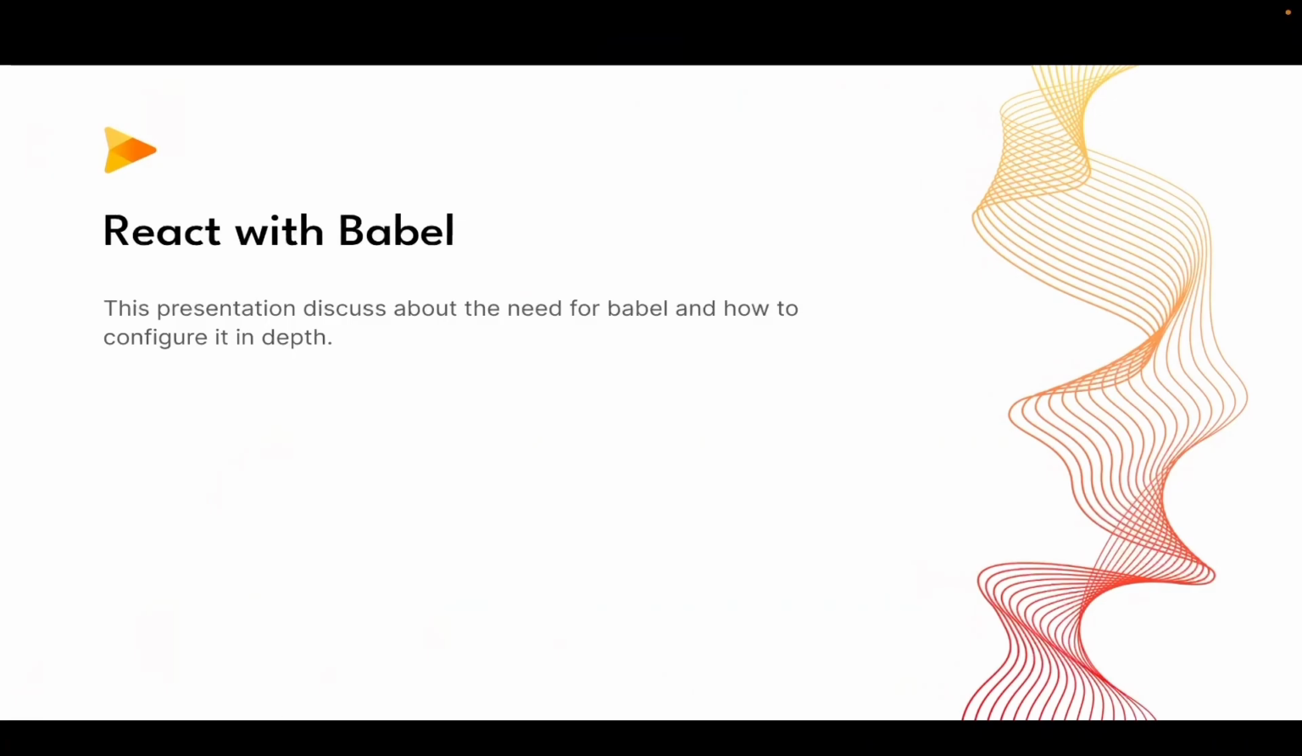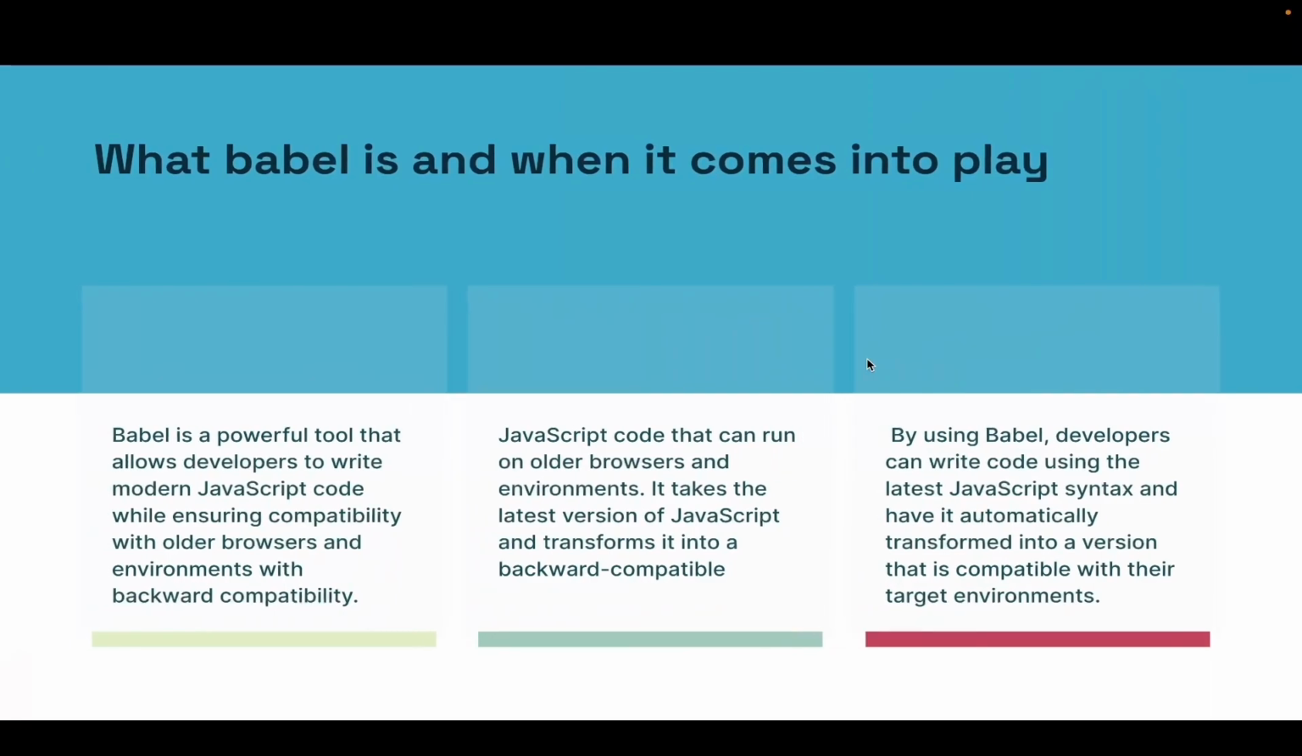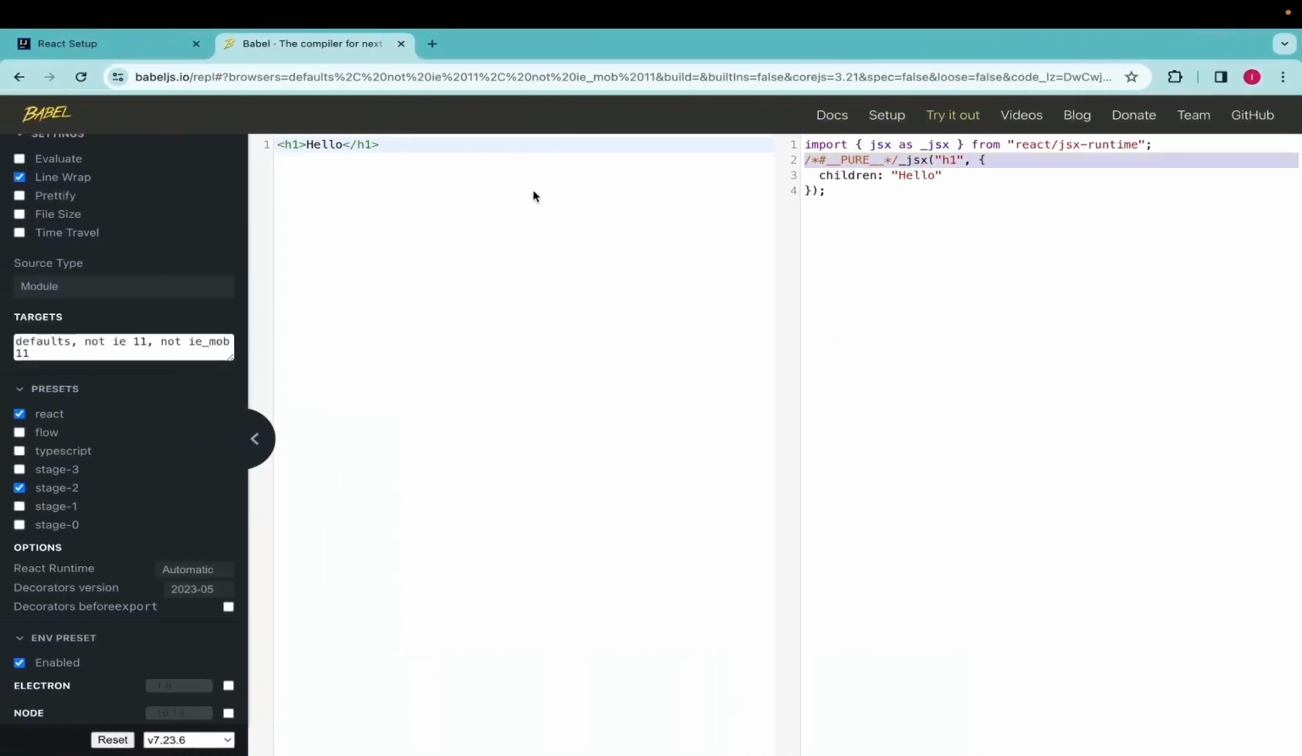Hello everyone, so I'll be discussing what Babel is, and why we need Babel to work with React. So let's get started. Our first question would be, what is Babel and when does it come into play? Babel is a compiler which converts the latest version source code into one that is compatible with most of the browsers, and also helps us integrate something like JSX, which is very specific to React. And yeah, so let's see how it works.